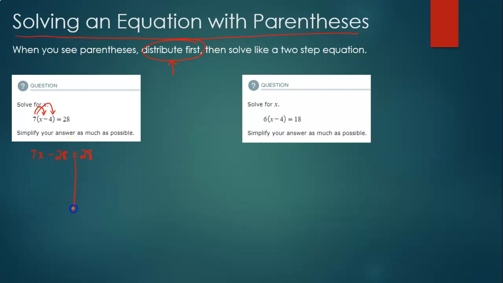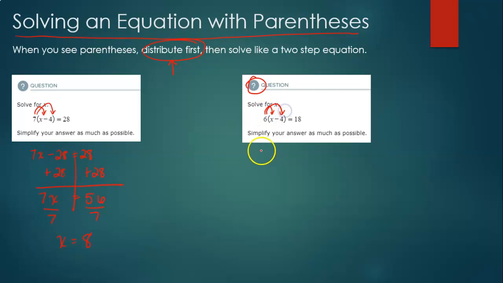And then you want to get your like terms together on the same side. So these are both constants. We want to move the 28 to the other side to isolate the x. That leaves me with 7x equals 28 plus 28, which is 56. And then we're going to divide both sides by 7 because the 7 right next to the x means to multiply. And so x equals 8. You pause the video and try this one on your own.